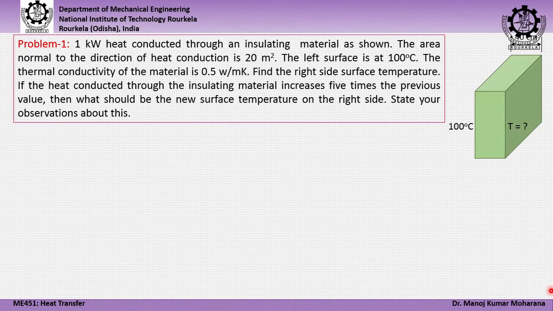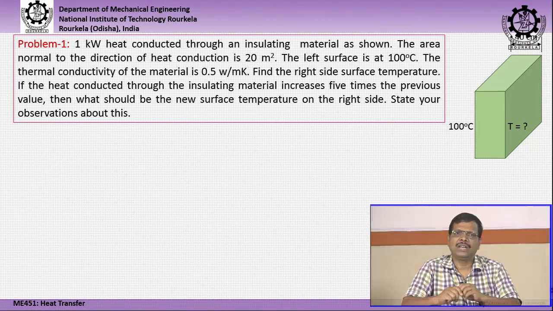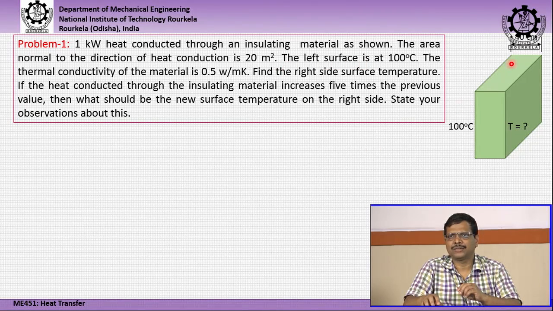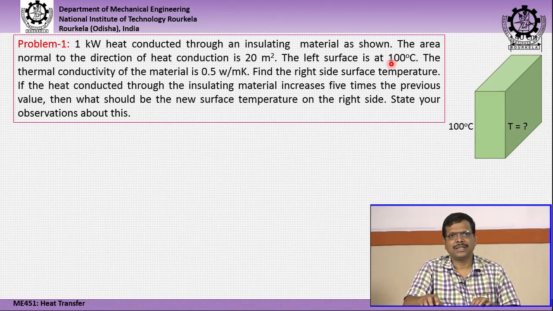Next we will solve a problem based on this concept, a very simple problem which states that 1 kilowatt of heat is conducted through an insulating material as shown here, where its thickness is 40 centimeter. The left face is at a temperature of 100 degree centigrade, and you have been asked to find out the temperature on the right face. The area normal to the direction of heat conduction, A, is given to be 20 meter square. The left surface temperature is given, and you have to find the temperature on the right face. The thermal conductivity of this material is also given to us, which is 0.5 watt per meter Kelvin.